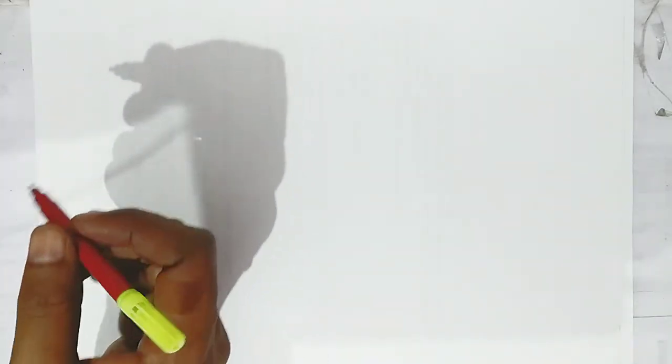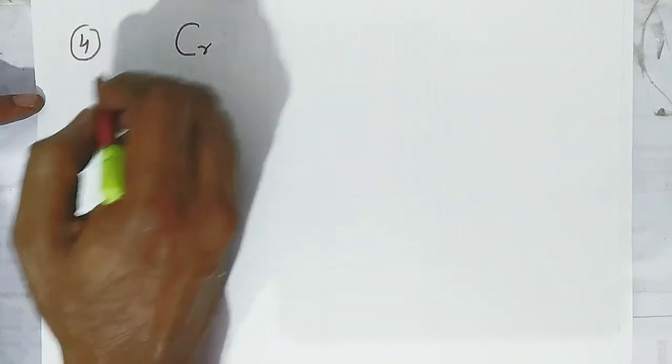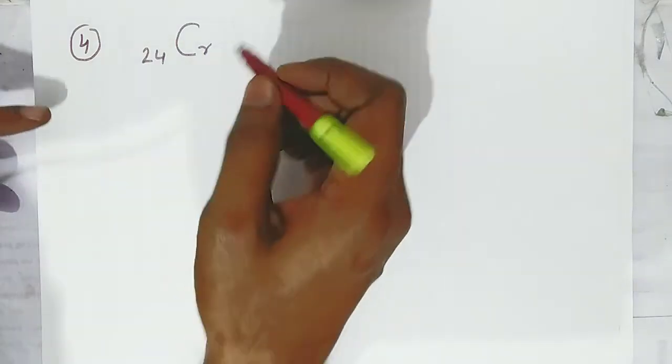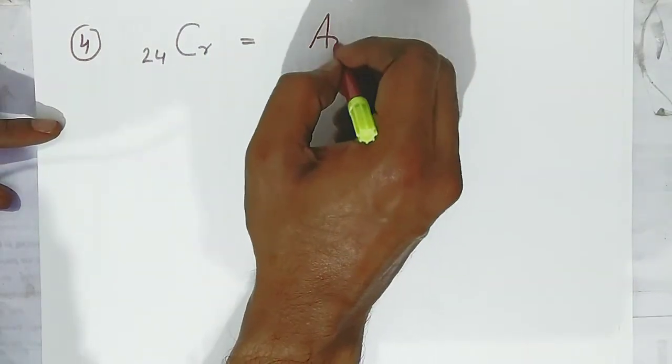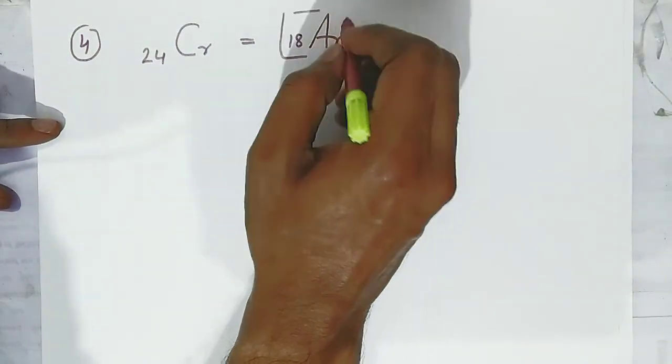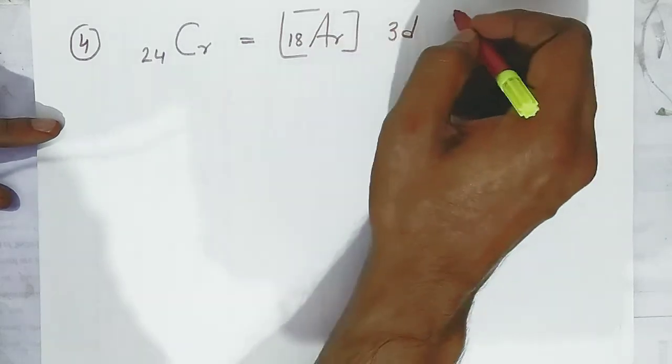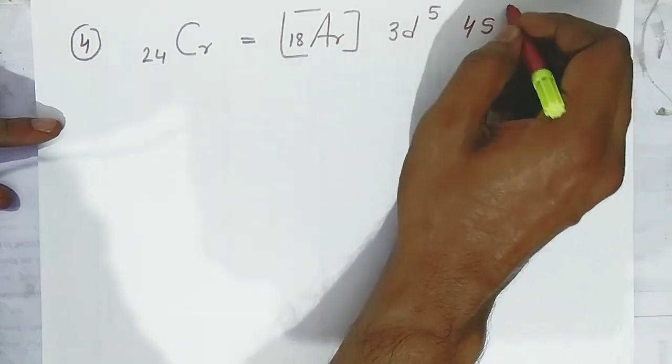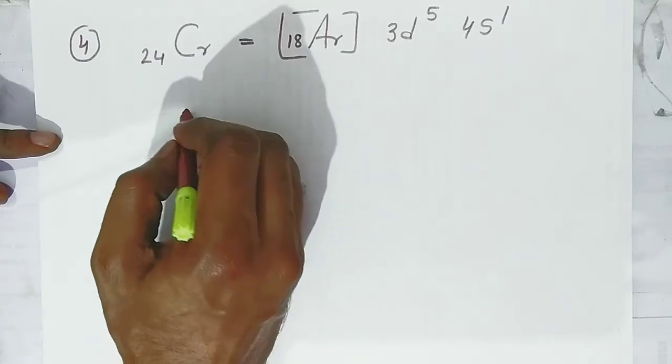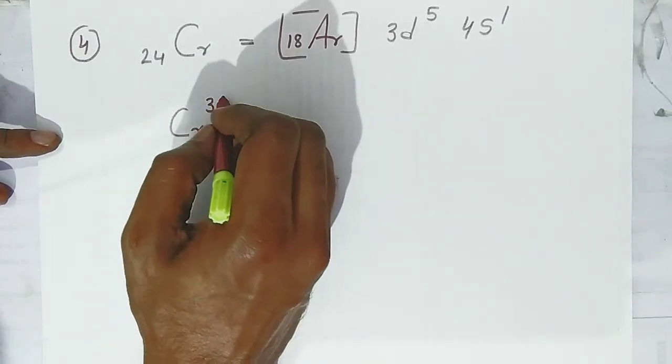Now we will see chromium, which is a very important compound, students. Chromium atomic number, students, do you know what is the atomic number of chromium? 24. Now what will be the electronic configuration, students? The electronic configuration of chromium in the ground state is argon 18, 3d5 4s1.